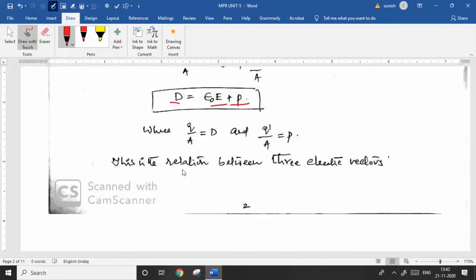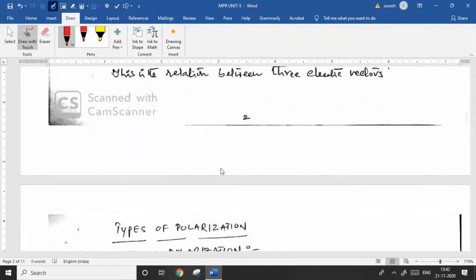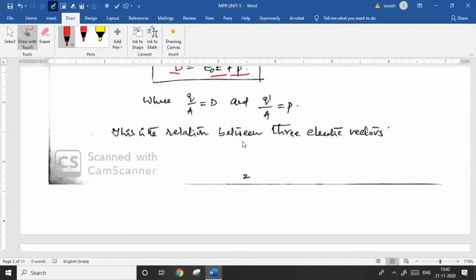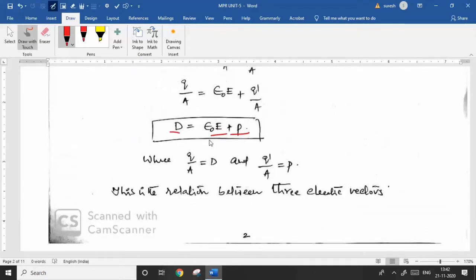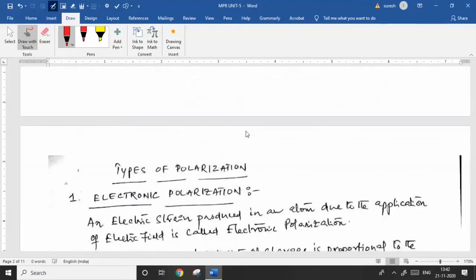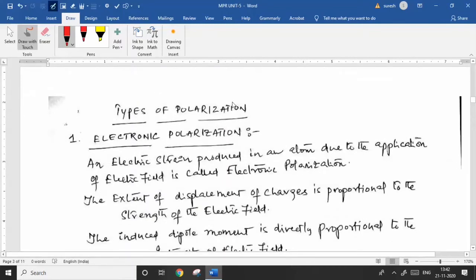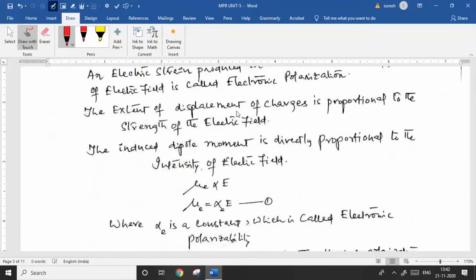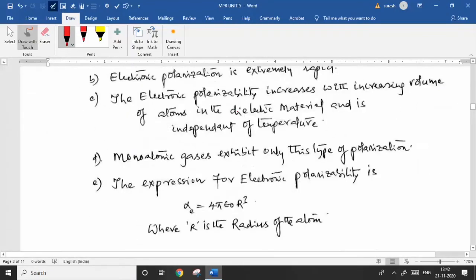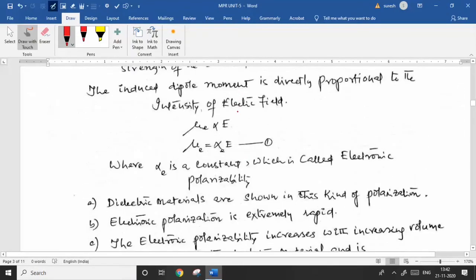This is what is known as the relation between the three electric vectors D, E and P, where D is called electric displacement, E is called intensity of electric field, and P is called electric polarization. Now we would like to enter into another topic, which is called types of polarization. The types of polarization are split into three types.